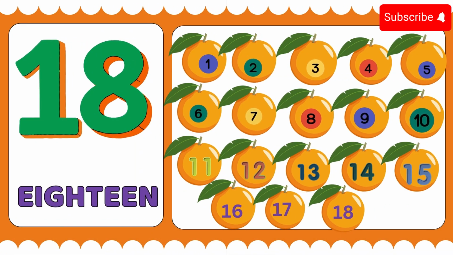18. Can you say it with me? 18. The spelling of 18 is E-I-G-H-T-E-E-N. Let's count oranges. 1, 2, 3, 4, 5, 6, 7, 8, 9, 10, 11, 12, 13, 14, 15, 16, 17, 18. 18 oranges.